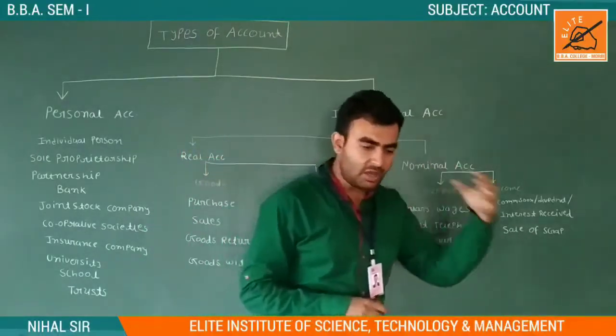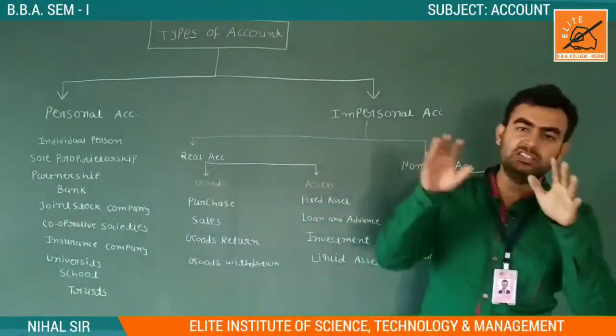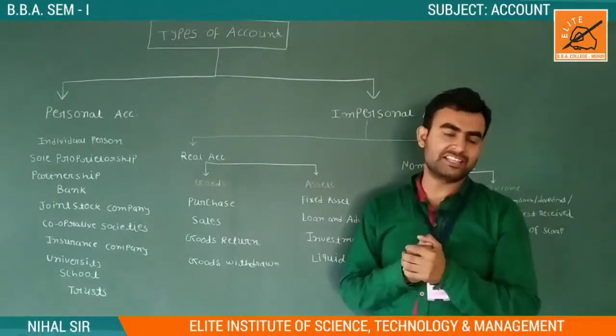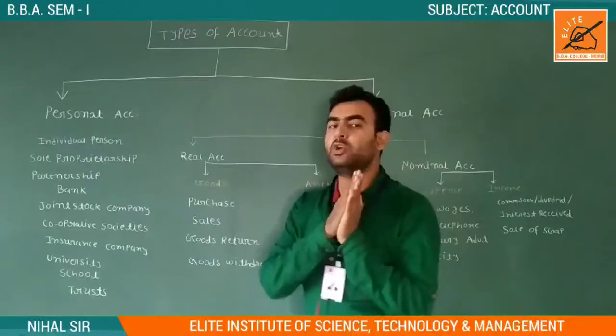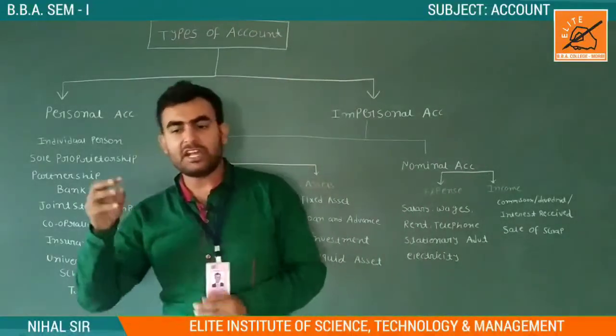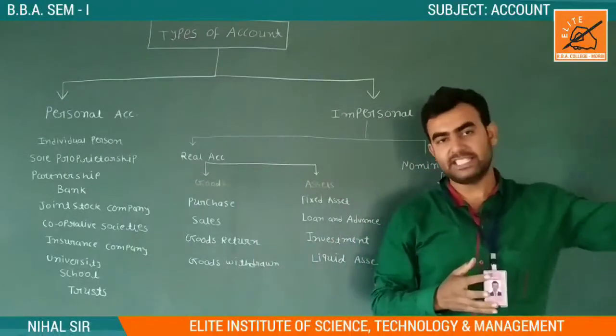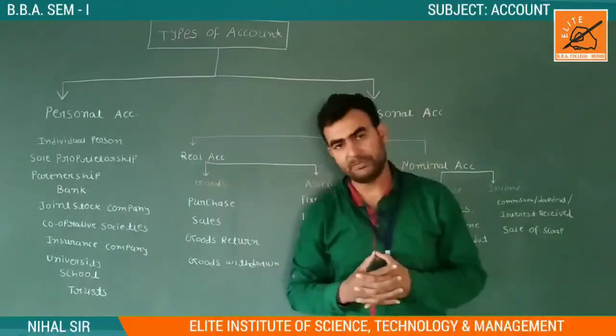When we do accounting, we give a double entry, two entries for each transaction. One entry we note on the debit side, and one entry we note on the credit side. So one is the debit entry, one is the credit entry.